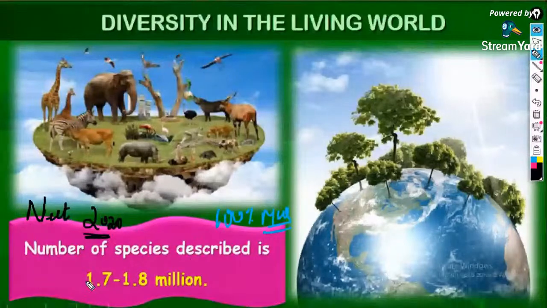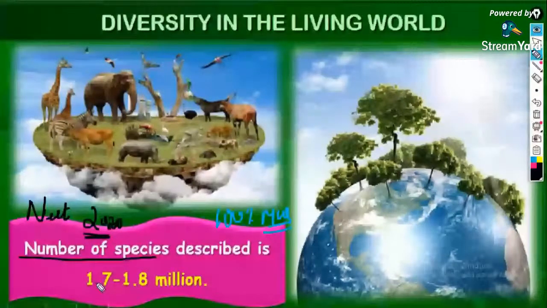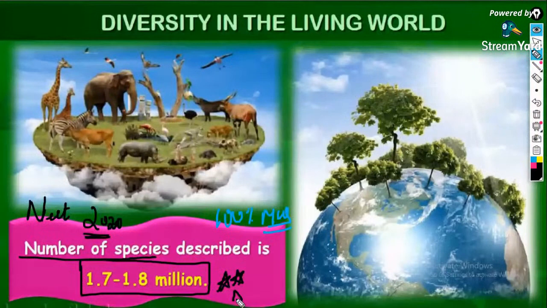The number of species that is present is 1.7 to 1.8 million. 2021-2022 students also take note of this.